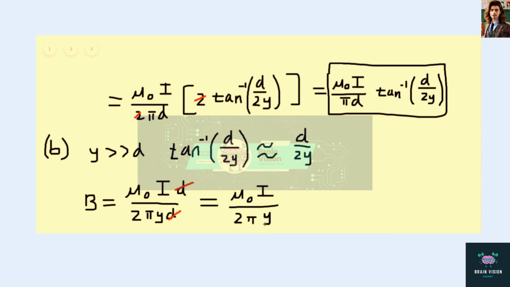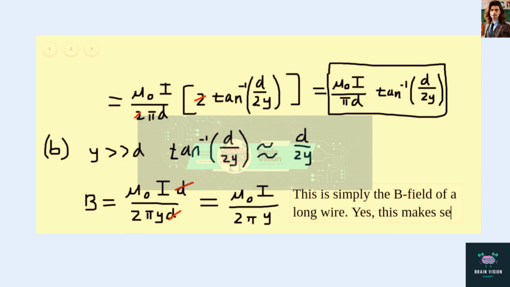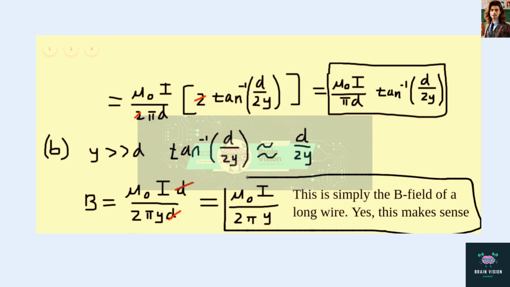But what is this? This is simply the magnetic field of a long straight wire. So yes, it does make sense. So we can say this is simply the B field of a long wire. Yes, this makes sense. So we can go ahead and box all of that in as our solution to B. And that's the final part of our question.